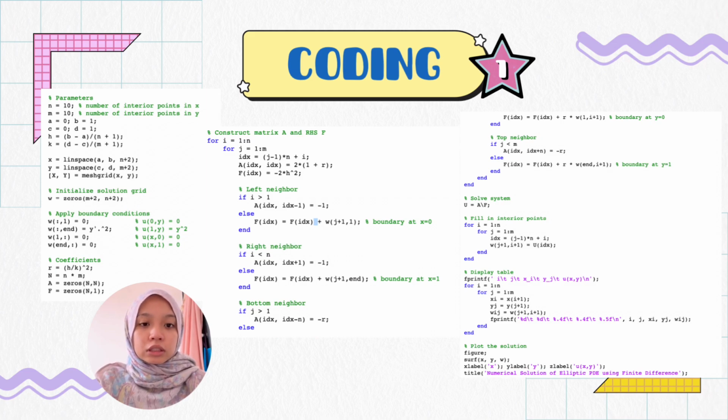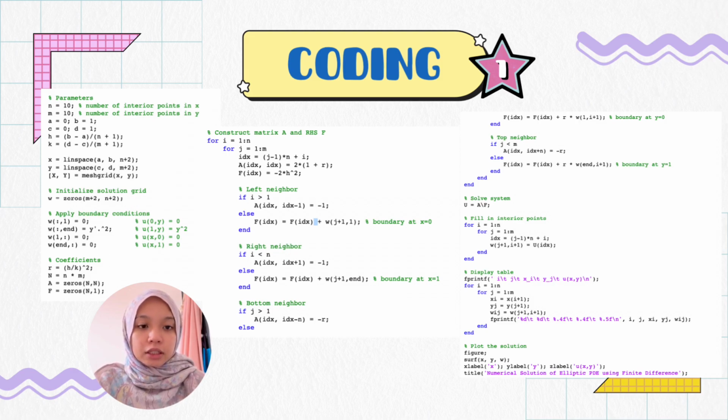So to view the result, we use fprintf so that this part prints the interior grid points and the computed values of u(x, y) in tabular form. And finally, we visualize the result with a figure, and the 3D surface plot shows how the solution behaves across the domain, clearly rising towards the boundary at x equals 1, where u equals y squared. The rest of the edges remain 0 as defined.